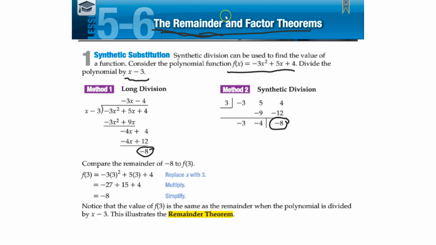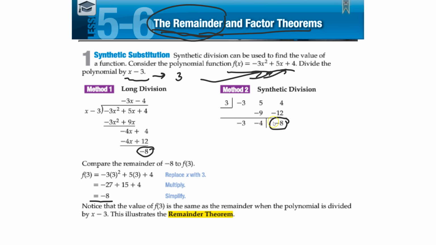What the remainder theorem says is this. If you do it kind of like synthetic division, instead of using x minus 3, you use 3, and you just plug it into this function. So we're going to plug 3 into this function, just like synthetic division. Look what happens. We get negative 8. So that's the remainder theorem.